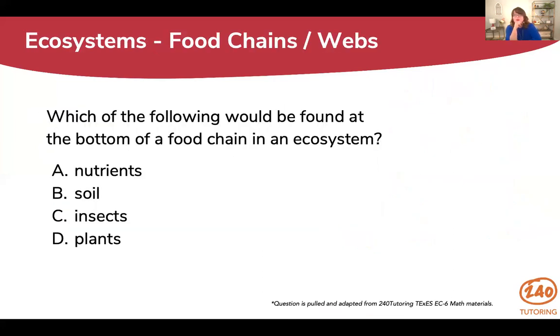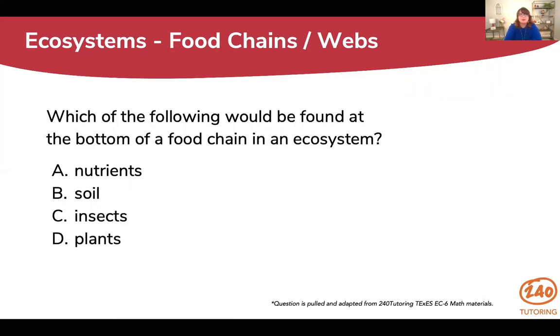All right, now the Praxis study companion only had 3 questions on life science. So I pulled a few more out of the 240 tutoring materials and tweaked them or adapted them a little bit so that we'd have a few more to work with here today that hit other parts of that life science topic. So this one's looking at ecosystems and food chains or webs. So it says, which of the following would be found at the bottom of a food chain in an ecosystem?